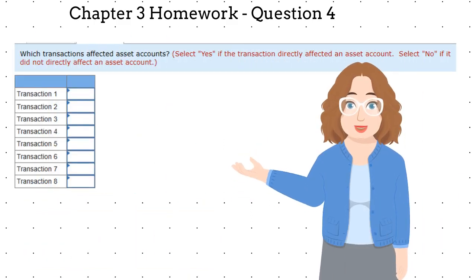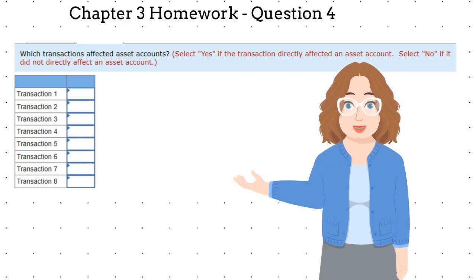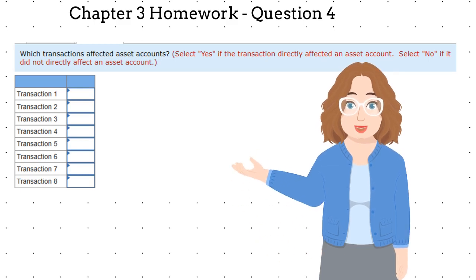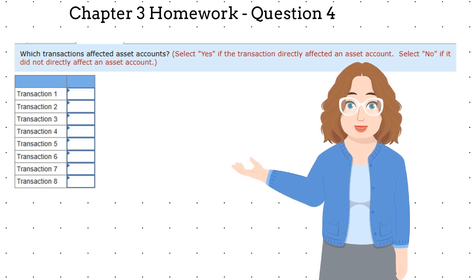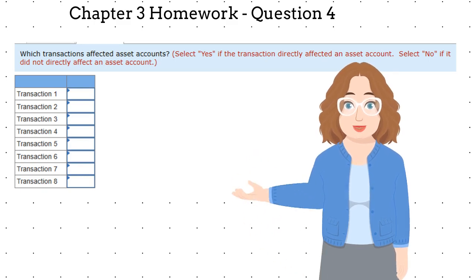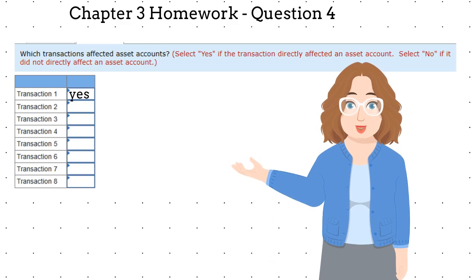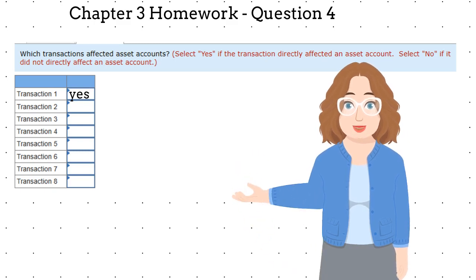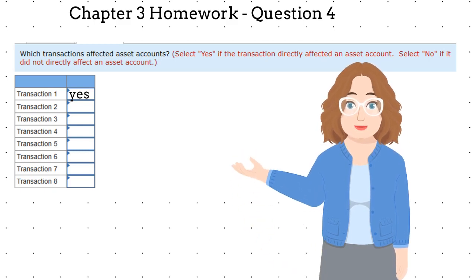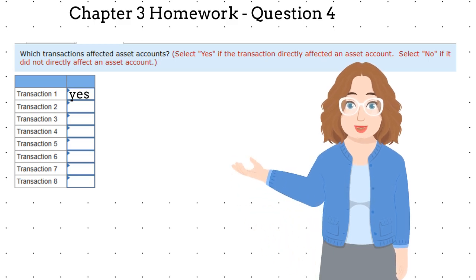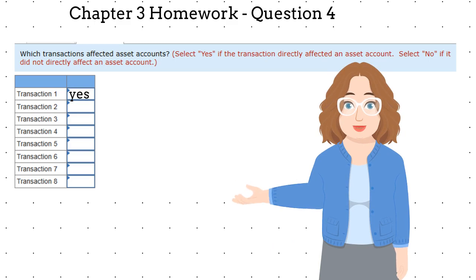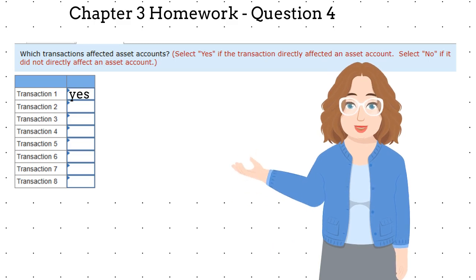For this last part, you need to enter a yes or a no to the question whether the transaction directly affected an asset account. Let's talk about the first transaction where Wesson invested $54,000 into the business. The business received money and we debited cash. Cash is an asset. So, we need to enter a yes for transaction number 1 because the transaction directly impacted an asset account.